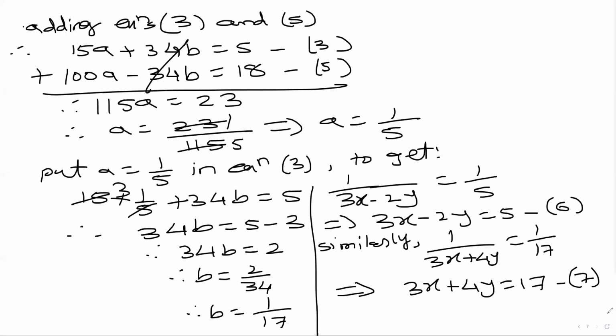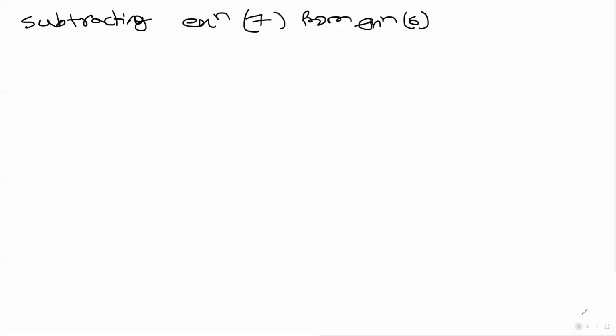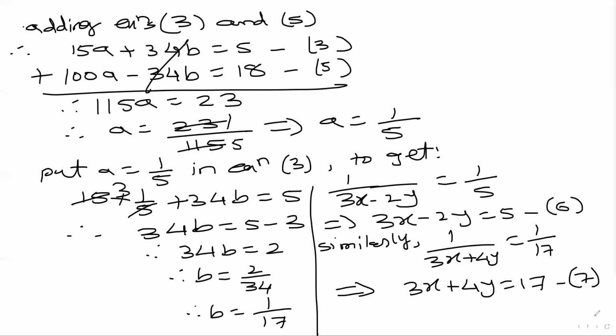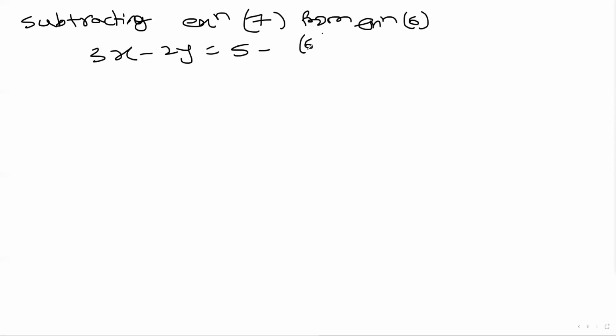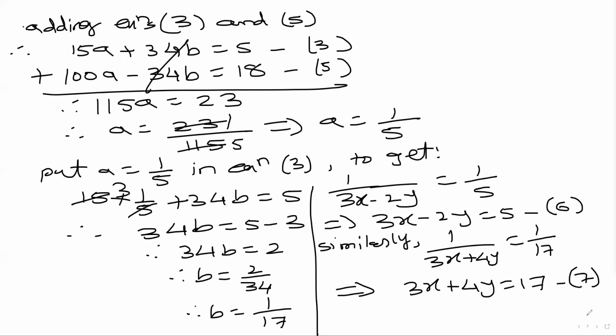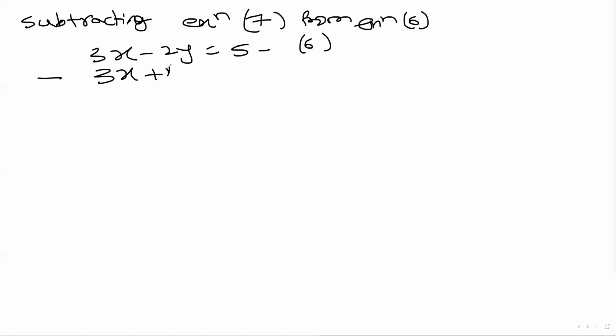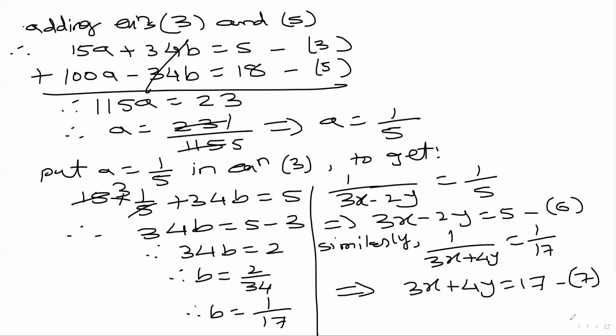Okay. So we'll see. Say simply adding. Not adding. Sorry. Subtracting equation 7 from equation 6. Okay, 7 subtract. So you get 3x minus 2y is equal to 5 minus, and you subtract this 3x plus 4y, okay, is equal to 17.